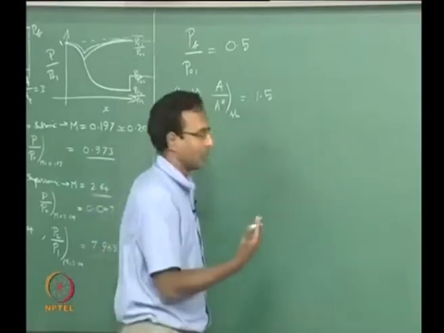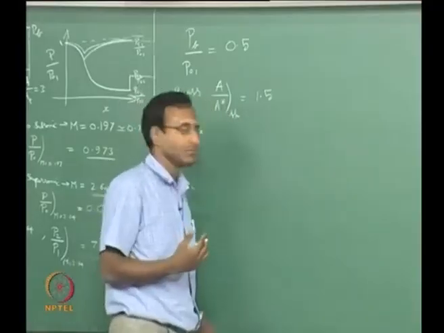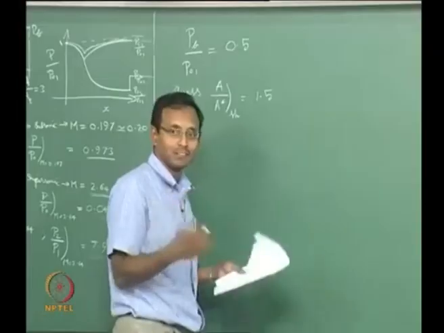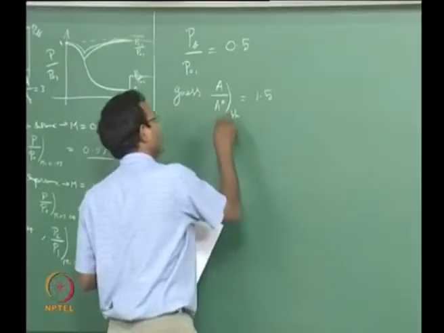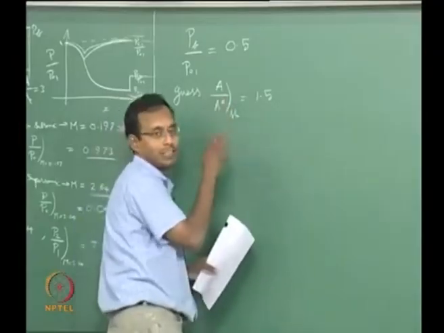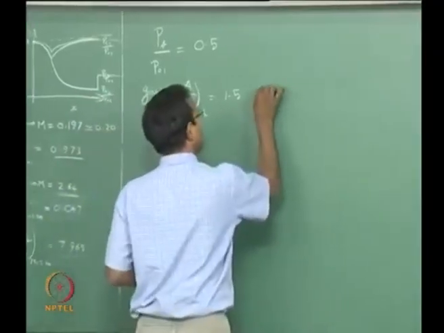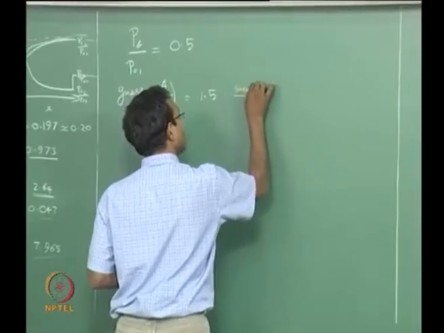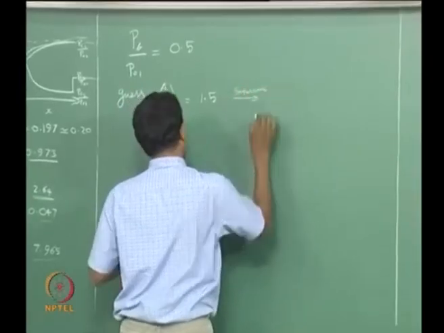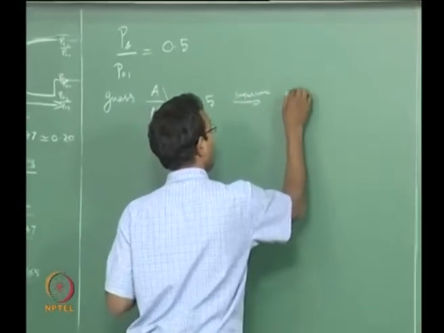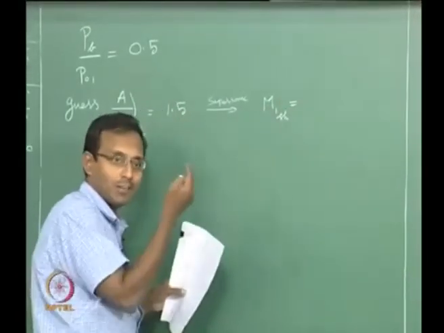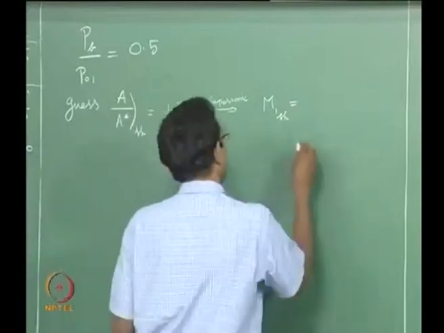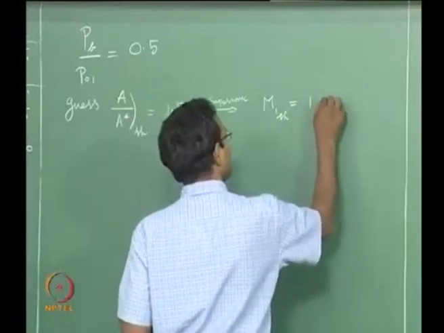Okay, because 1 means throat, 3 means the exit. It should be somewhere in the middle. I picked roughly half. So I use my supersonic A by A star value to find the supersonic Mach number. I am going to call it M1 shock. The Mach number just before the shock happens to be 1.86.